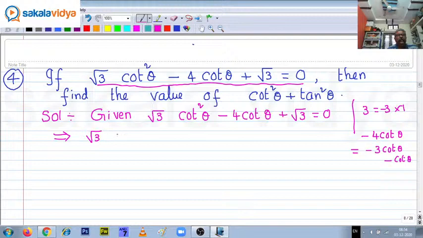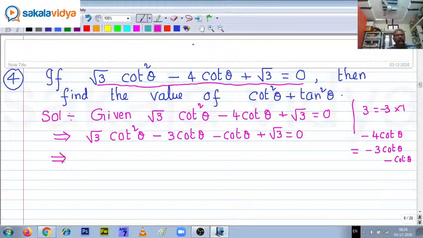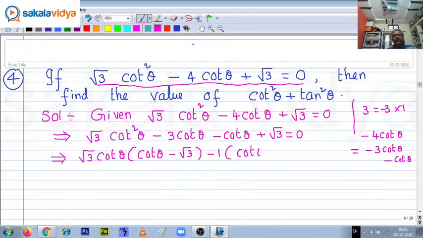Root 3 cot square theta, this middle term can be written as minus 3 cot theta and minus cot theta plus root 3 equals to 0. From the first two terms, let us take root 3 cot theta common. If you take root 3 cot theta common, you get cot theta minus root 3, because root 3 into root 3 becomes 3. Here minus 1 common, you get cot theta minus root 3 equals to 0.